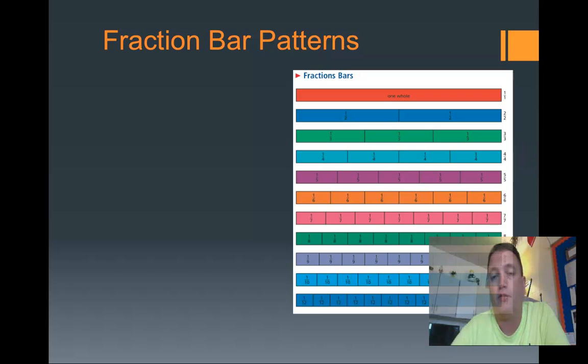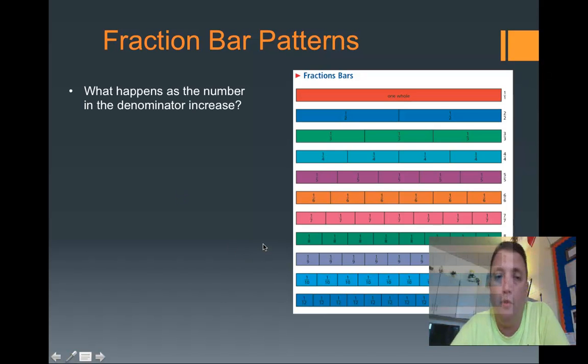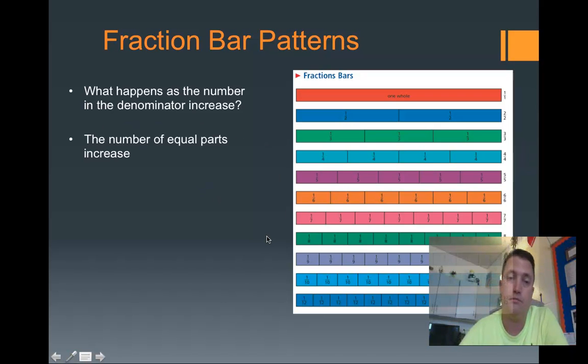So let's look at fraction bar patterns for just a moment. You can see I've got these fraction bars over here. And you can see in each one of these, the whole, or the length of the fraction bar, is exactly the same. So what happens as the number in the denominator increases? We go from 2, 3, 4, 5, 6, all the way up to 12. What's happening to that whole as the number in the denominator increases?